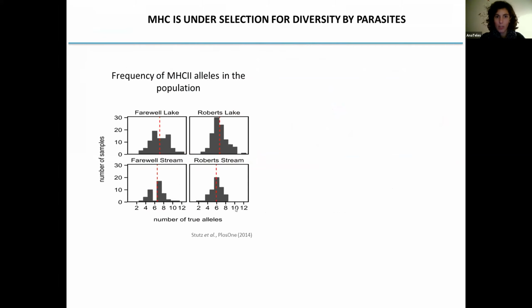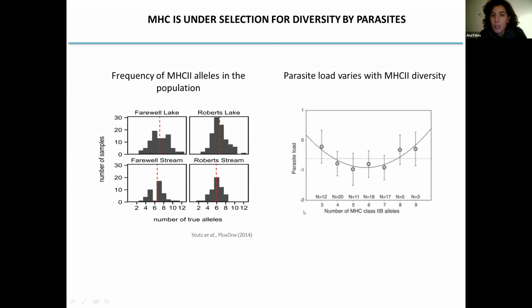And what was already shown is that in populations of stickleback fish in different lakes, for example, the frequency is higher when the number of MHC alleles is intermediary. And this selection is also demonstrated by the parasite load, which was also shown to be low when there is an intermediary number of MHC alleles.